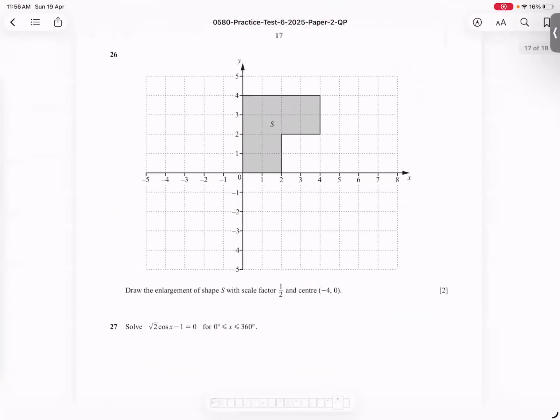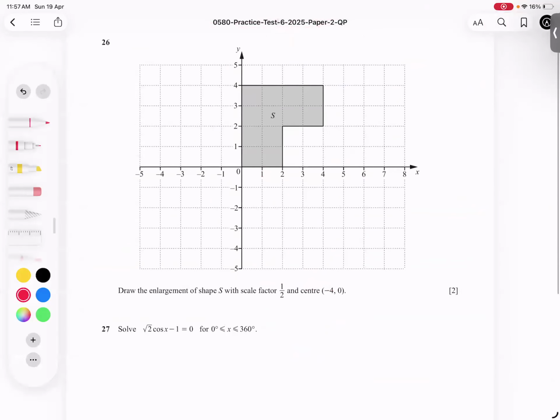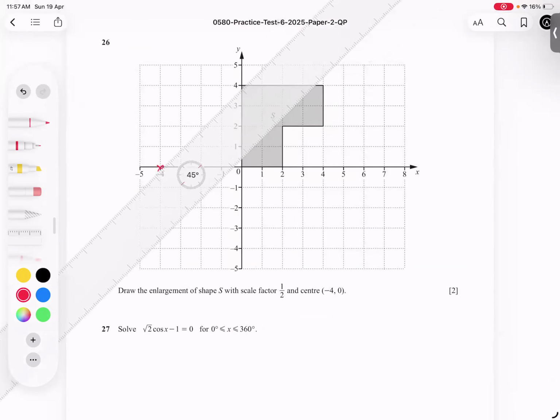Next question is number 26. Question 26 is asking for an enlargement with scale factor half, center negative 4, 0. Negative 4, 0, yes, x is negative. I will take a scale and join that. You see how many boxes? 1, 2, 3, 4. So 4 into half, I get 2. So I have to look 2 units, 2 boxes. So 1 and 2. This is my answer.